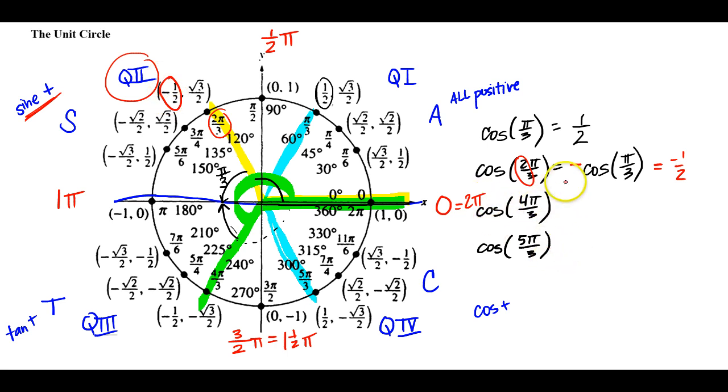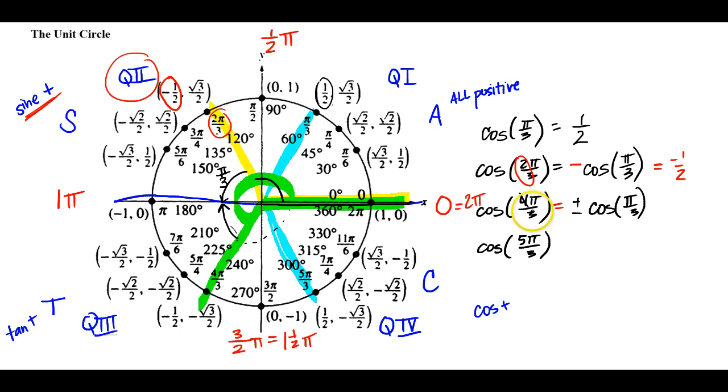So now cosine of 4 pi over 3 is going to be the same as the previous one. It's either going to be plus or minus cosine of pi over 3. But which one is it? Is it plus or minus? So the reference angle is still pi over 3 because we just kind of cross out the 4. And plus or minus depends on the quadrant. So 4 pi over 3.